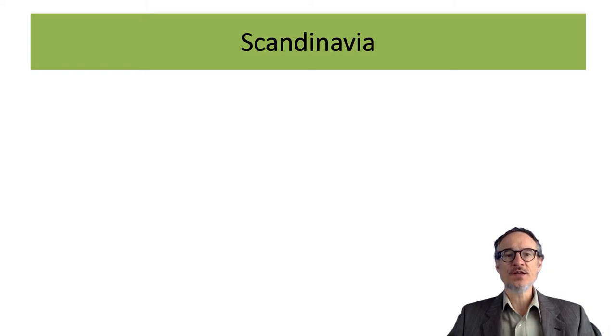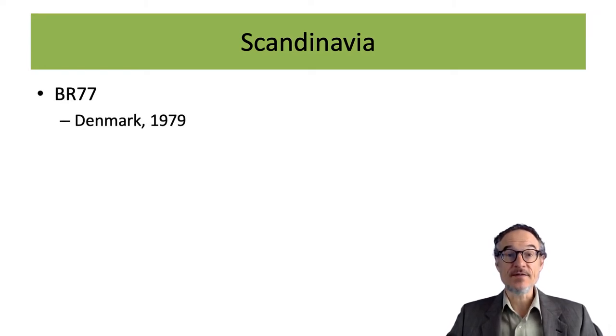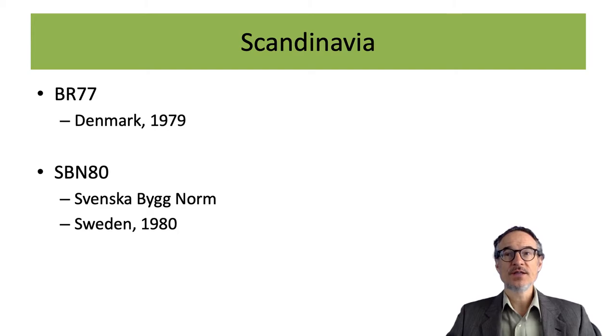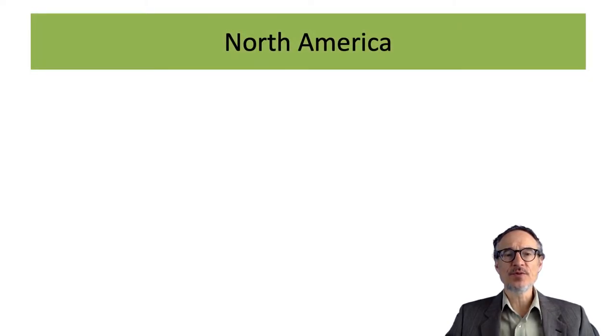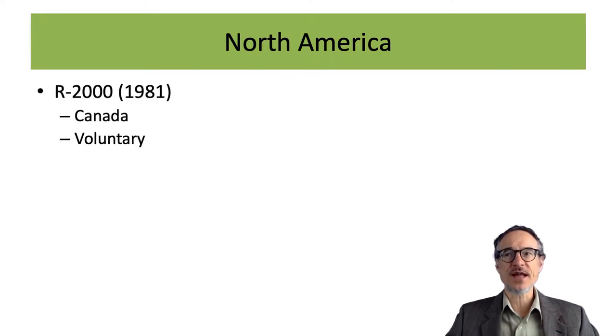The answer, the first low energy building standards were in Scandinavia, coming at the end of the 1970s. Denmark, 1979, was called BR77. 77, 1977 was when it was written, and 79 was when it came into practice. Around the same time was the Svenska Bygg Norm, the Swedish standard from 1980. Around the same time in North America, the R2000 standard came out in Canada. This came out in 1981. 2000 is not the year. This was a voluntary standard.